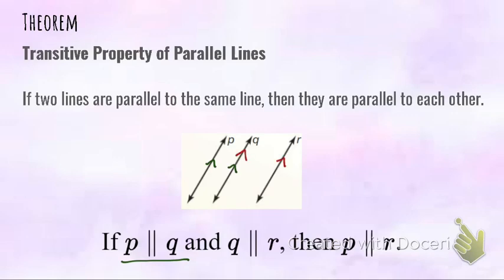I did them in different colors. Traditionally, we would use more than one arrow. So you'd have two sets of arrows close together. So we have P is parallel to Q and Q is parallel to R. Well, since they're both parallel to Q, we know that P has to be parallel to R by the transitive property now applied to parallel lines.